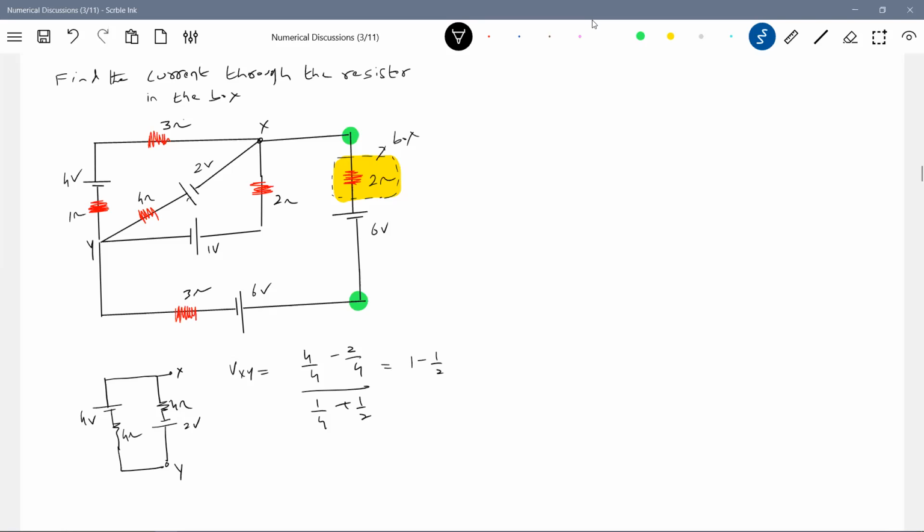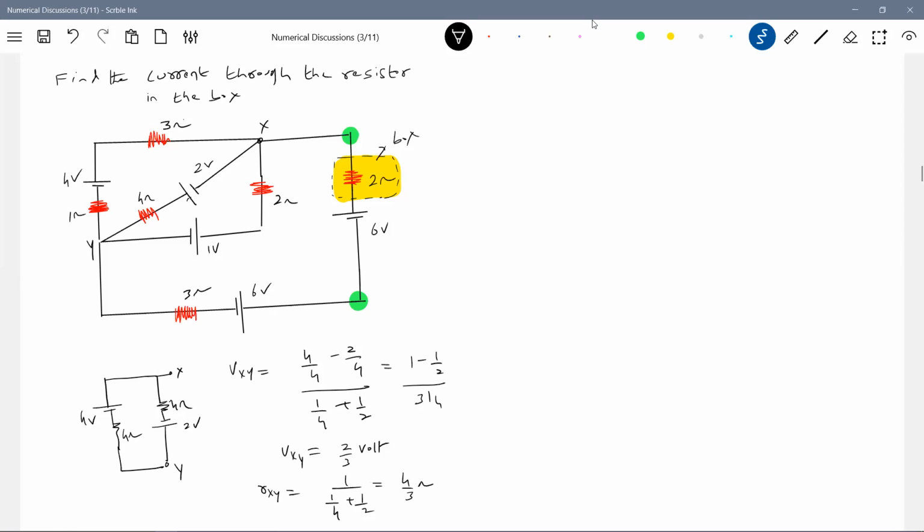So this will be 1 minus 1/2, which is 1/2 over 3/4, so 2/3. What about the effective resistance RXY? It is 1 by the summation of 1 by R, so 1 by 3/4, that is 4/3 ohm. Now what is the next part of the circuit?